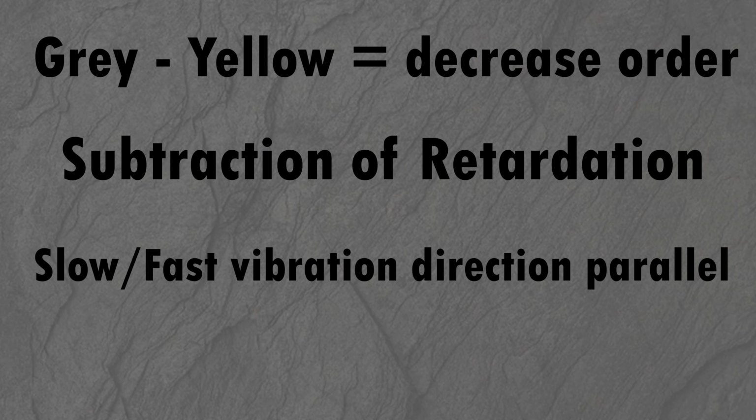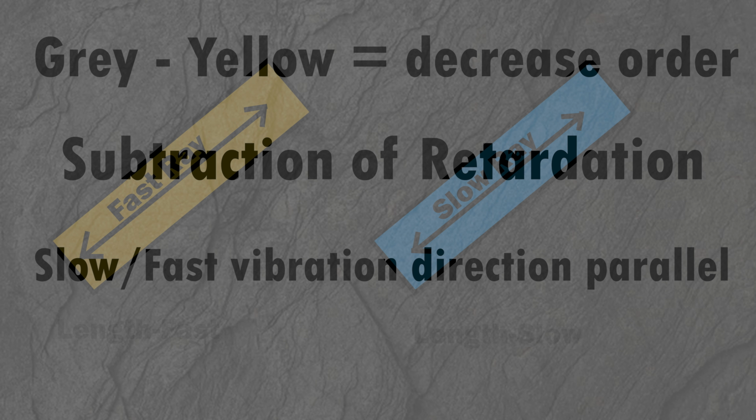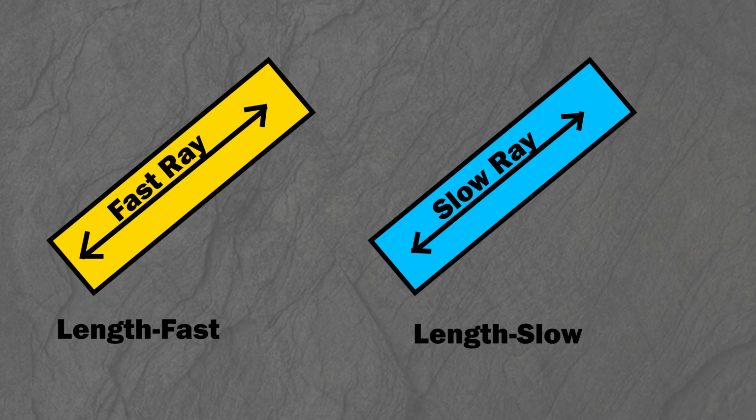But if the interference color decreases in order, such as a first-order gray becoming a yellow color, as the Michel-Levy chart is reflected along 0, this means the slow ray of the plate is parallel to the fast of the mineral grain, resulting in the subtraction of retardation. We can then use this to describe the sign of elongation.